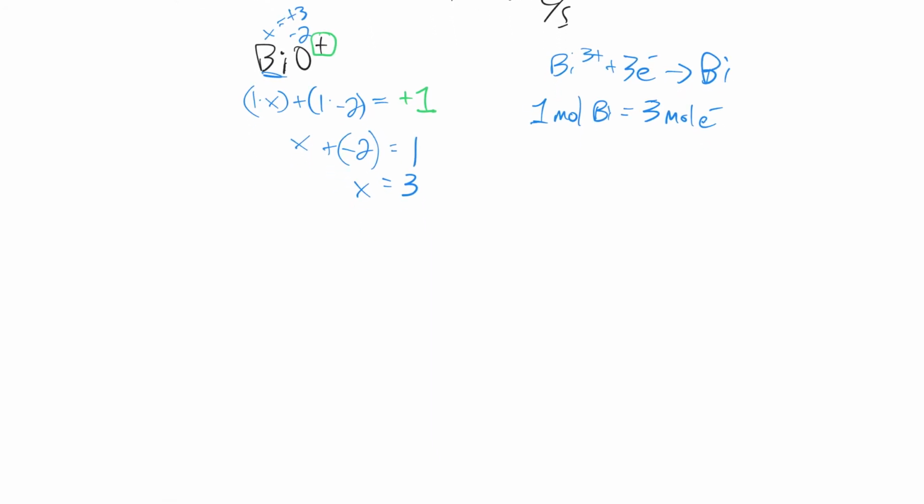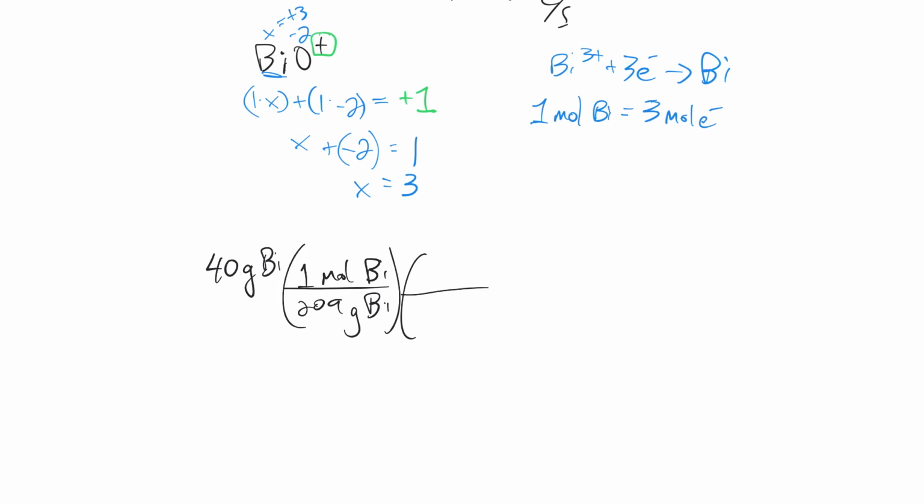They gave us, my red number was 40 grams of bismuth. And we've got to look up the atomic weight of bismuth, 209 grams. That's equal to 1 mole. And then, based on what we found here, we'll set up a conversion factor that allows us to cross out moles of bismuth for moles of electrons.